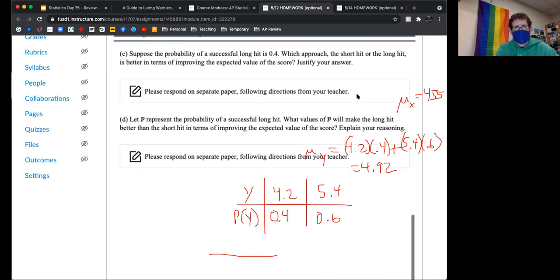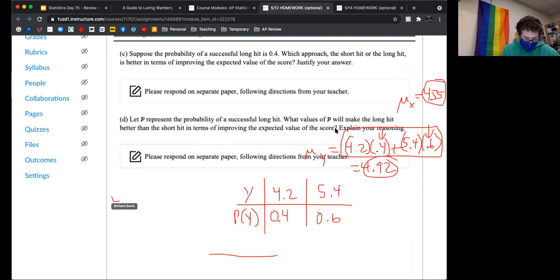So here's what we can do: what values of P will make the long hit better than the short hit in terms of improving the expected value of the score? Since we know that this outcome 4.92 is based on this equation, we're saying, let's change these probabilities here and here. Algebraically speaking, 4.55 is my baseline. So 4.2 times the probability, I'll just put P, plus 5.4 times 1 minus the probability.